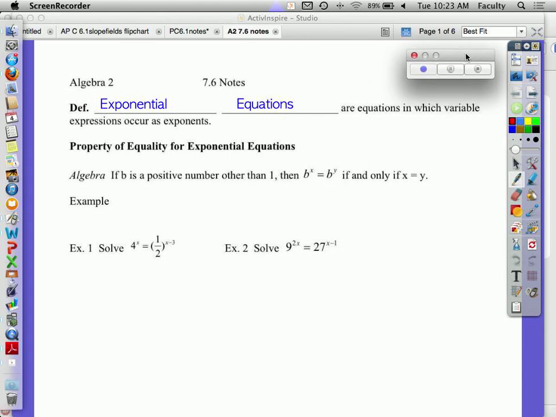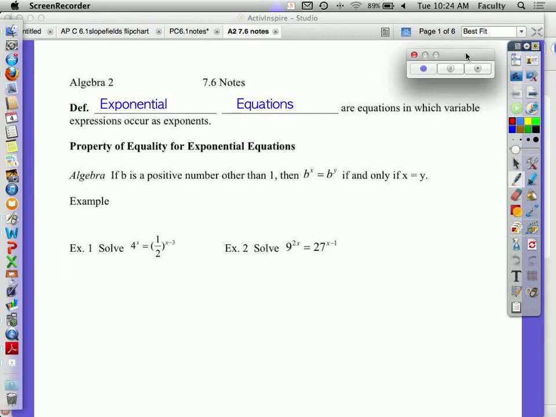All right, here we go. 7.6. Now we're going to take what we know about exponential and logarithmic functions and we're going to piece it together. We're going to start off with the definition.